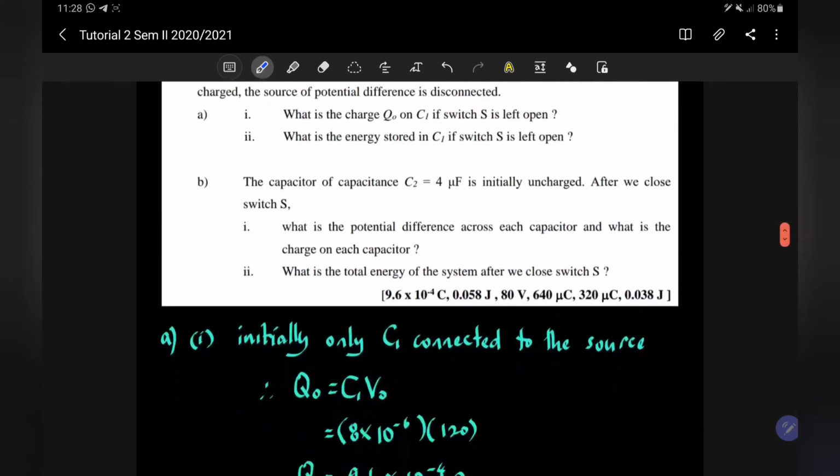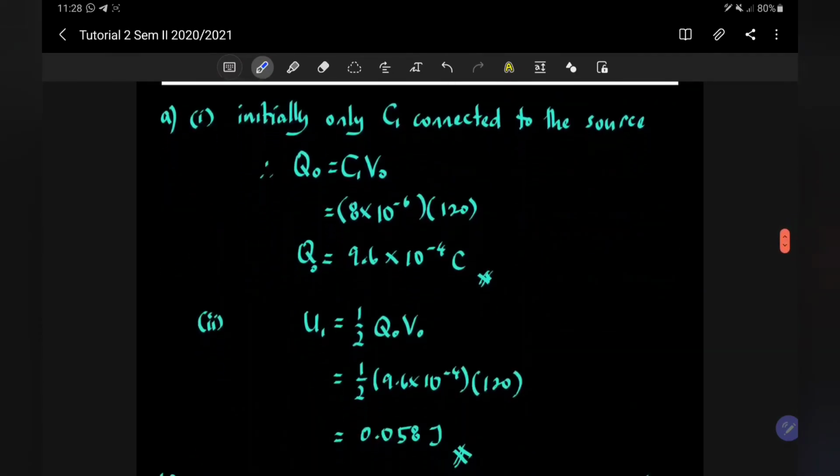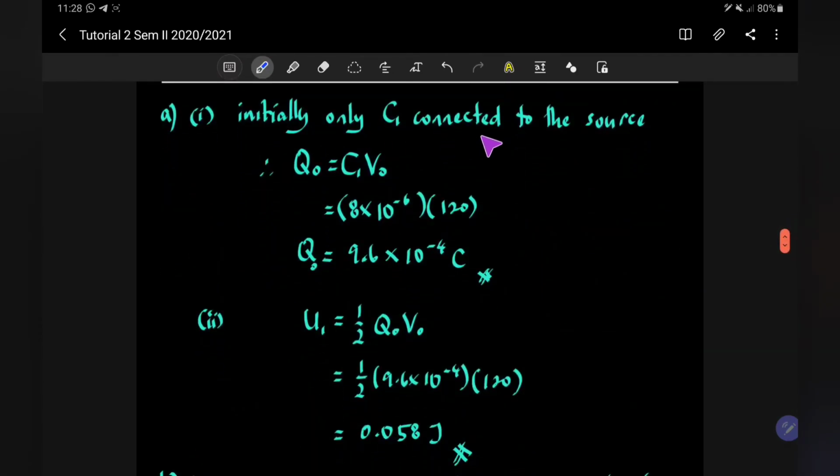Okay, alright, so let's answer the question step by step. Initially only C1 is connected to the source, so the number of charges stored by C1 is Q0 equal to C1 V0. V0 is the potential supply, which is 120 volt. C1 is the capacitance of the capacitor, which is 8 micro, so you will get Q0 stored by capacitor C1 as 9.6 exponent negative 4 coulomb.